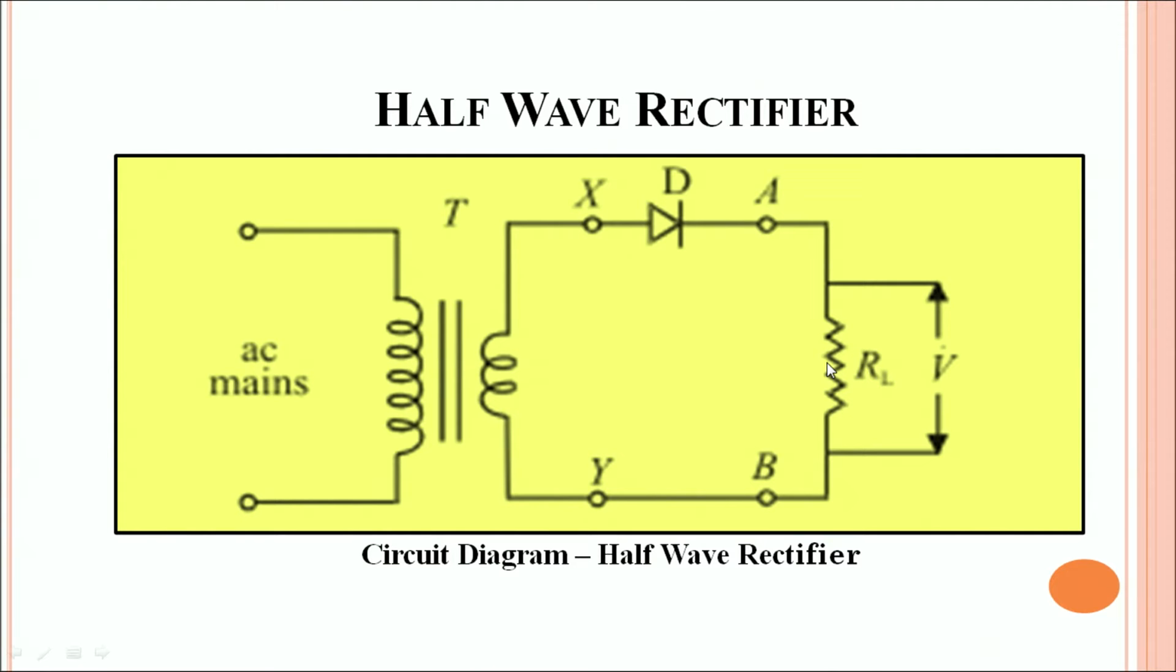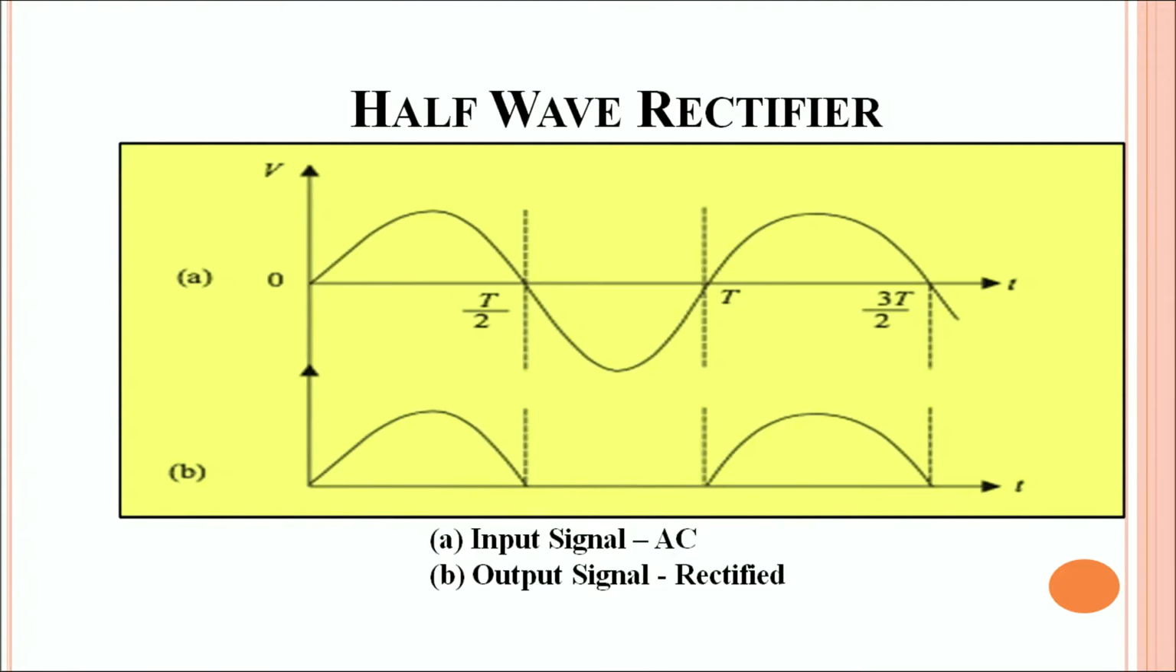So, let us have a look at the input and the output of the half-wave rectifier. For the half-wave rectifier, figure A indicates the input signal. What we realize is that there is a continuous change. You see a negative and a positive cycle alternately fed as the input to the rectifier.